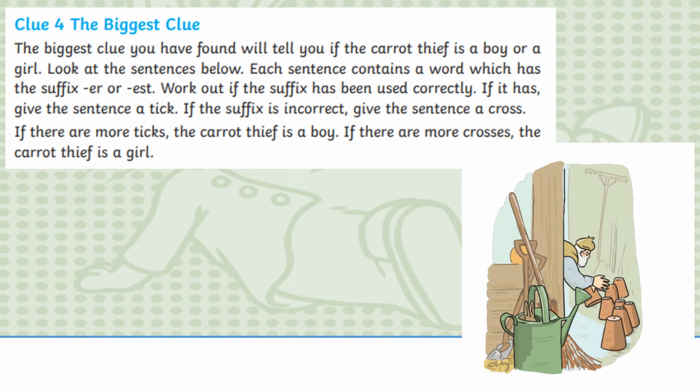Each sentence contains a word which has the suffix er or est. Work out if the suffix has been used correctly. If it has, give the sentence a tick. If the suffix is incorrect, give the sentence a cross. If there are more ticks, the carrot thief is a boy, okay? If there are more crosses, the carrot thief is a girl. Ooh, let's have a look.